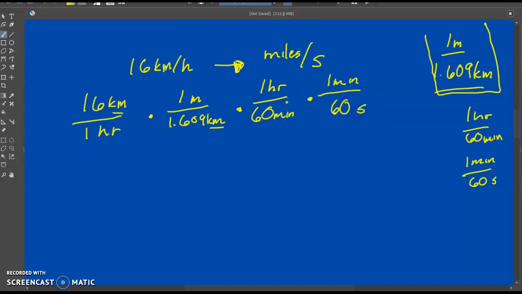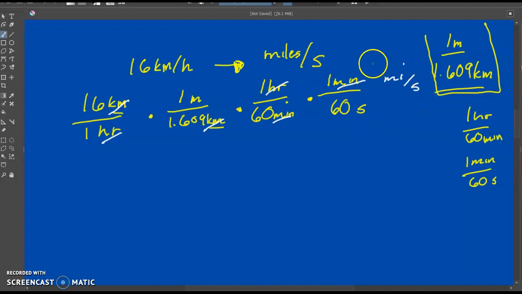All right, and now when I look back at this, you can see that I have this lovely thing set up that's going to cross all of the units out that I don't want. Kilometers and kilometers cross out. Hours and hours cross out. And minutes cross out. And then if you look at the units that are left, we're going to end up with miles per second, which is exactly what we're looking for. We have miles on the top and the amount of seconds that it will take.